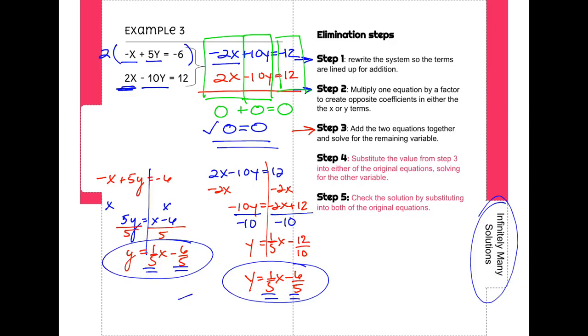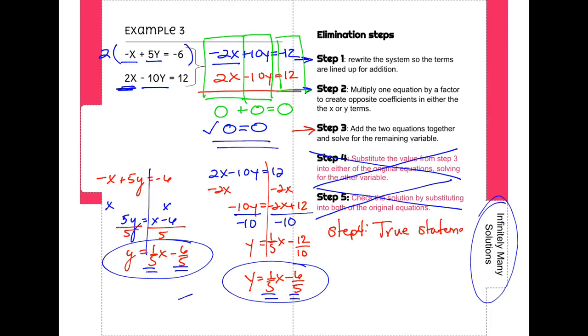Okay, going back to our steps, since we had no value to substitute into the other equation in step 4, we could not complete step 4 or step 5. So our new step 4 is, if we come up with a true statement when solving algebraically, then we need to prove that they are the same line. We do that by putting both lines into slope-intercept form.